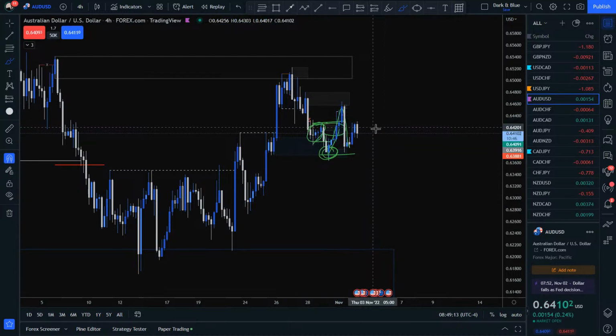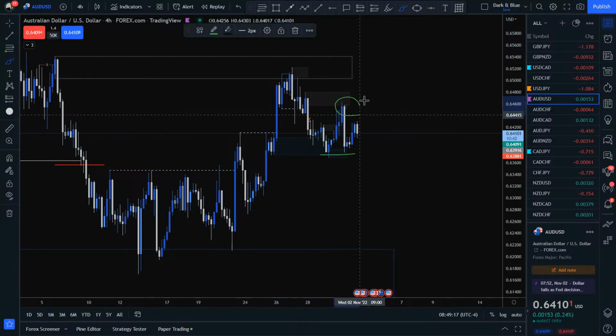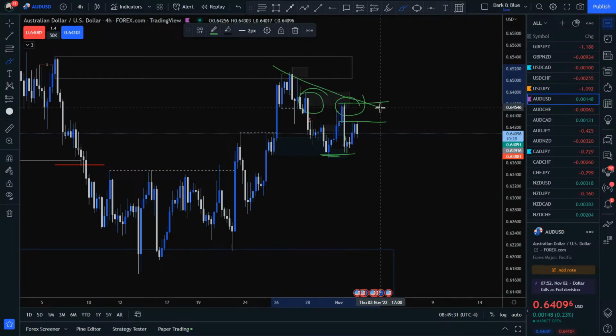So I like the fact that we mitigated this zone, an unmitigated zone, strong and all, but we did not break that low yet. We did create another supply zone looking very similar to that one. It looks like price is making its way down. We mitigated the, what do you call that?